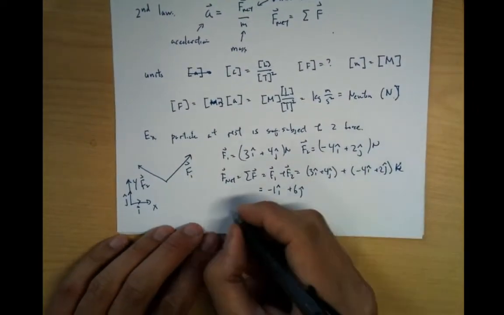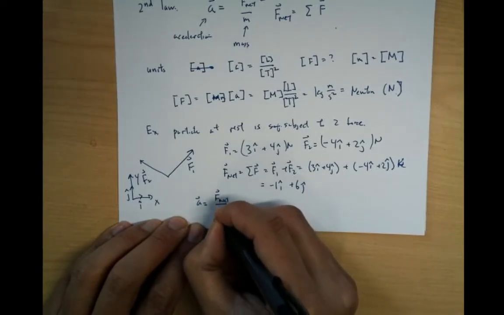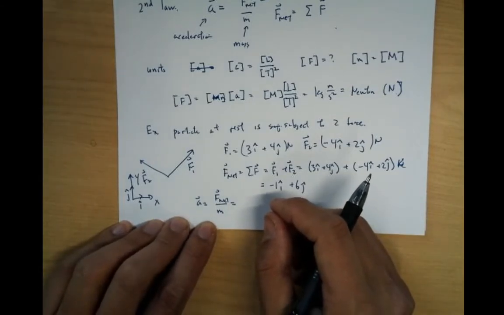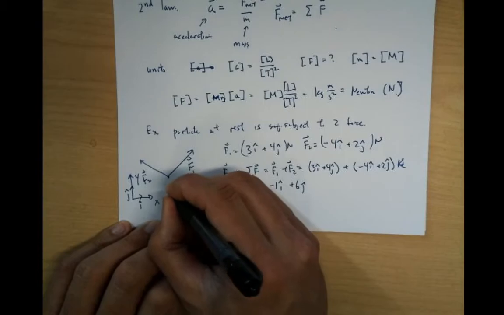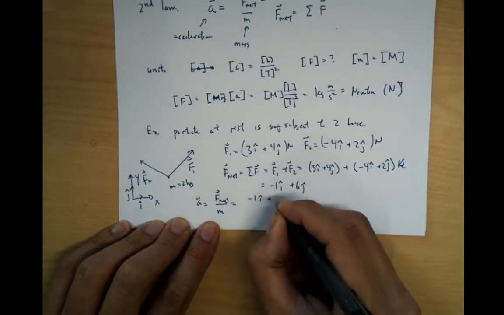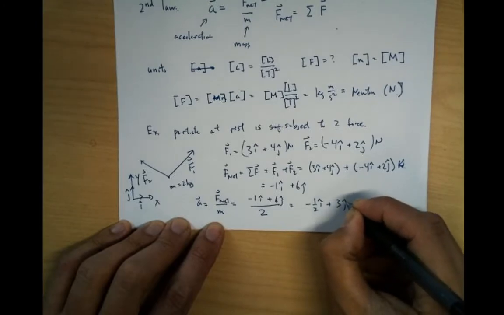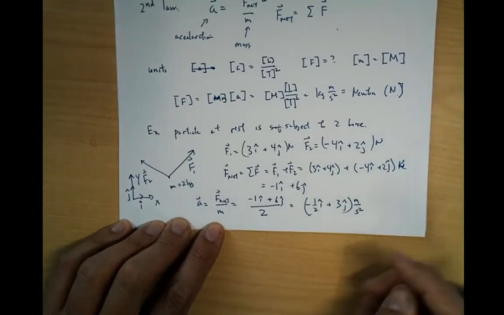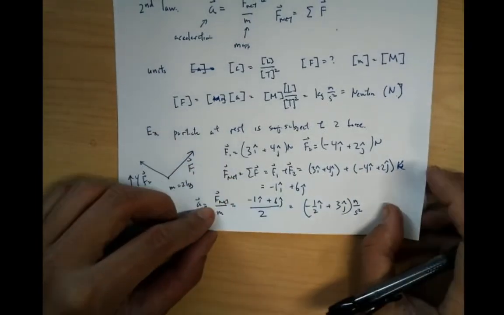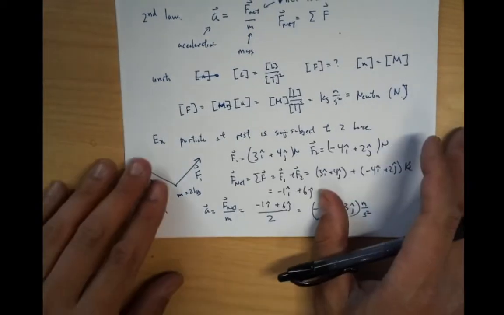And now we calculate the acceleration. That's going to be equal to the net force divided by m. Let's give this thing 2 kilograms. So it's going to be minus 1 i hat plus 6 j hat divided by 2, which is minus 1 half i hat plus 3 j hat. The units of acceleration are meters per second squared. That's simple enough. This happens to be a constant acceleration. And so if we really wanted to, we could also compute what the position of the particle is as a function of time. But we're not going to worry about that right now. So that's the first part of it.